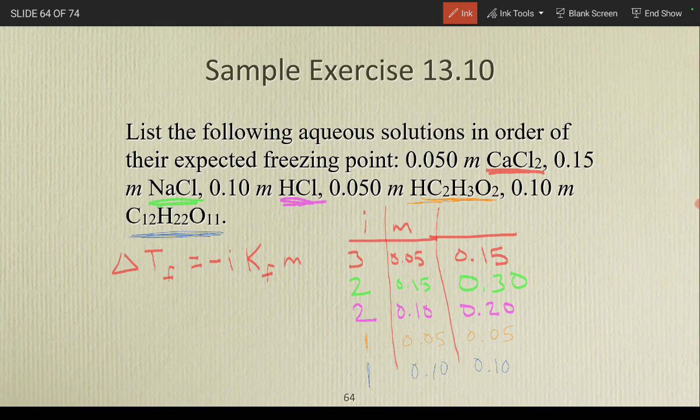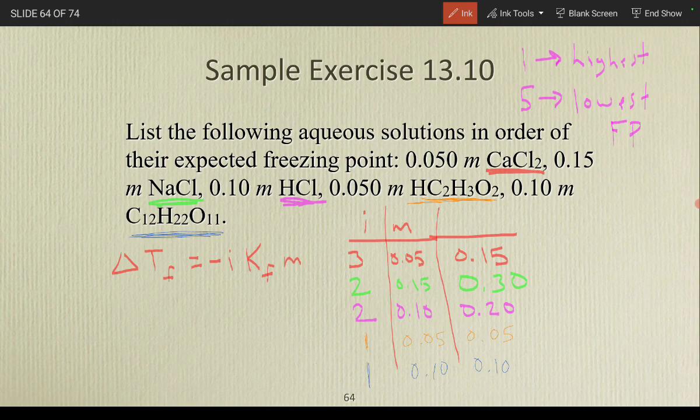So when we look at this again, this is just the i and the m from that equation, but Kf is going to be the same for each of these substances if it's an aqueous solution. So now when we're looking at these, the larger the value, the more that we're going to have the freezing point decrease. So if we're thinking about 1 being the highest, and how many do we have? 5. 5 being the lowest freezing point.